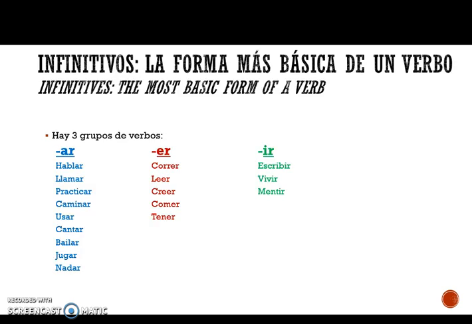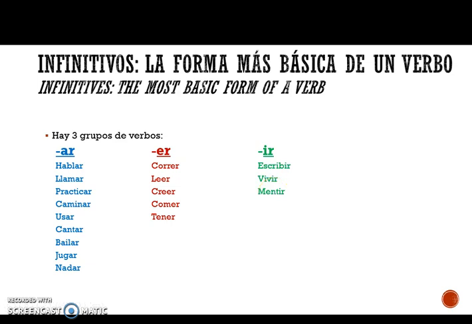Infinitivos, la forma más básica de un verbo. Think back to September when we started talking about verbs. We talked about infinitives, or the most basic form of a verb, and we stated that infinitives can be broken up into three different groups. There are three groups of verbs. We have the AR verbs, como hablar, llamar, practicar, caminar. We have our ER verbs that end in ER, correr, leer, creer. And we have our IR verbs that end in IR, escribir, vivir, mentir.